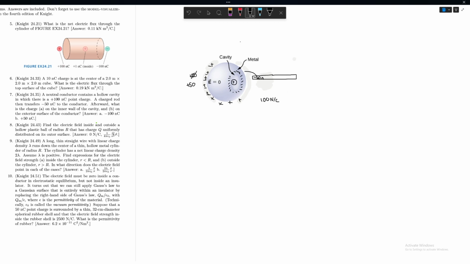Well, on the inner side of the cavity, you see, this is the cavity, and it's asking what is the charge on the inner wall of the cavity. So it will be negative, right? So it will be negative 100. All these are on the cavity side. And what is it on the exterior surface of the conductor? Well, plus 50. That's your answer.